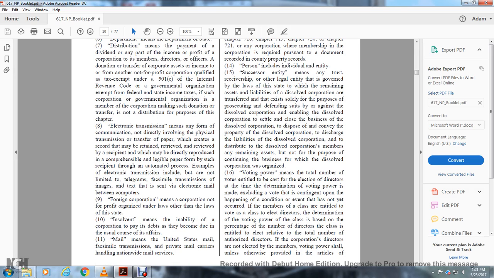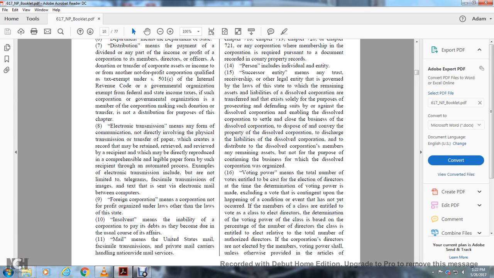Voting power means the total number of votes entitled to be cast in the election of directors at the time of the determination. The voting power may exceed the votes because of a contingency upon the happening of a condition or event that has not yet occurred, with the members of the class entitled to vote as a class in the election of directors. The determination of the voting power of the class is based on the percent of the number of directors of the class entitled to be elected relative to the total number of authorized directors of the corporation, if directors are not elected by members.